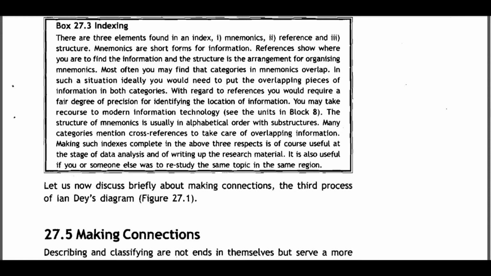With regard to references, you would require a fair degree of precision for identifying the location of information. You may take recourse to modern information technology, see the units in block 8. The structure of mnemonics is usually alphabetical order in substructures, with many categories mentioned in cross-reference to take care of the overlapping information. Making such indexes complete in the above three aspects is of course useful at the stage of data analysis and of writing up the research material. It is also useful if you or someone else were to restudy the same topic in the same region.